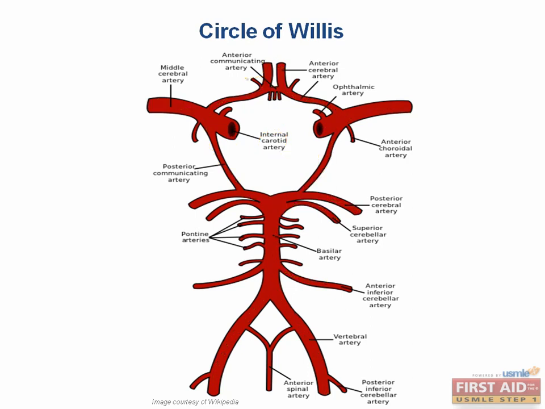Now, in the middle of the circle of Willis is what structure? That structure is the optic chiasm. Cranial nerve 3 is also in very close proximity to the PCA. Therefore, you can have a third nerve palsy by virtue of mass effect.